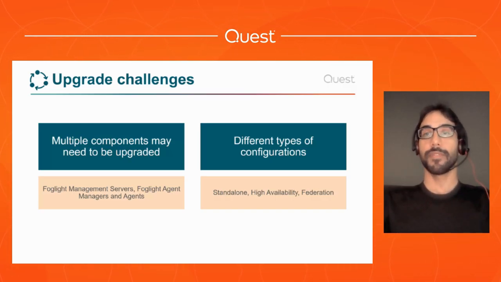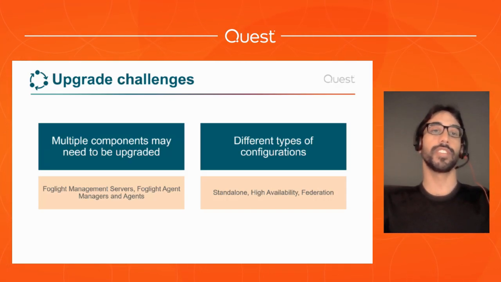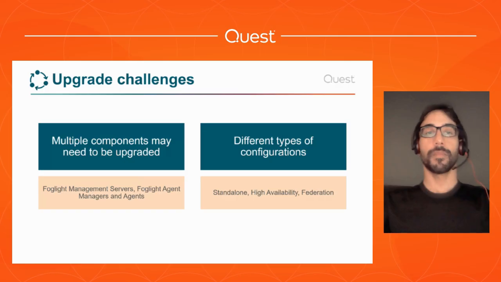We also have different types of configurations. We have standalone installations, and we also have high availability and federation environments. The process to upgrade those does not differ much between them, but there are specific considerations for the layer 2 that we'll be checking later on. There's also part of the challenges, which would be the preparation steps before the upgrade and going through the actual upgrade for the different components that we'll be reviewing in the upcoming slides.